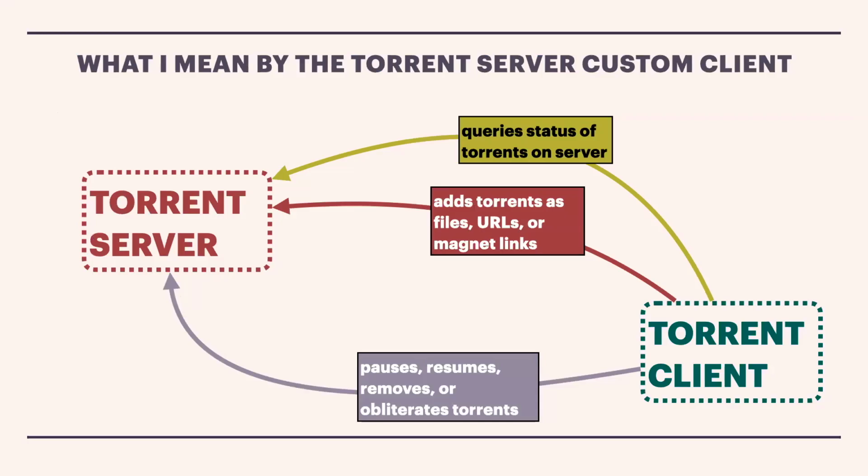Okay, so this simple, silly graph is just saying what exactly the torrent client does, either in an API sense or command line tool sense. It queries the status of torrents on the server, adds torrents as files, URLs, or magnet links, and does operations on them: pauses, resumes, removes, or obliterates them. And by obliterate, I mean it removes the reference to the torrent on the torrent server, as well as deletes all the files, all the data it's downloaded so far.